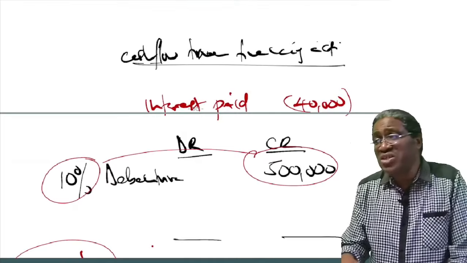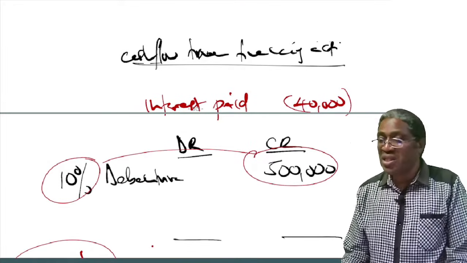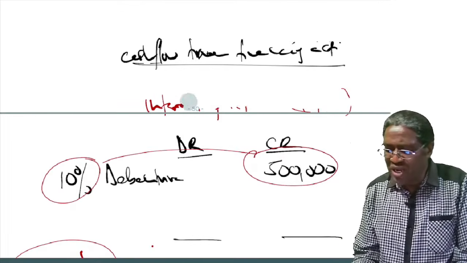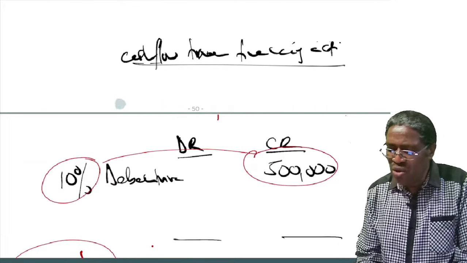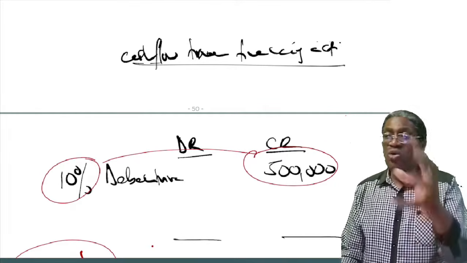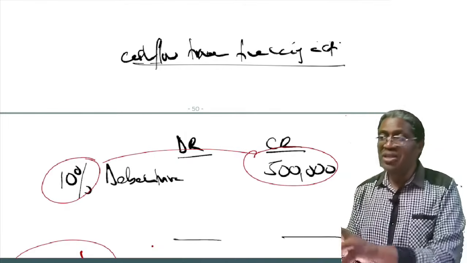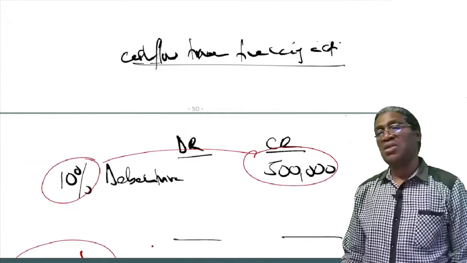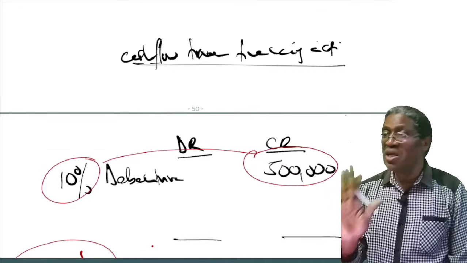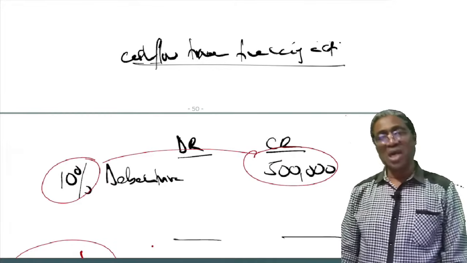Will there be interest paid this time? The answer is no. Why? Because you paid nothing. So in your financing activities now, there will be no interest paid. So the whole 50 became the charge for the year. The whole 50 became a liability for the year. Therefore, you never paid anything. And so in your cash flow statement, there will be nothing like interest paid among the financing activities.